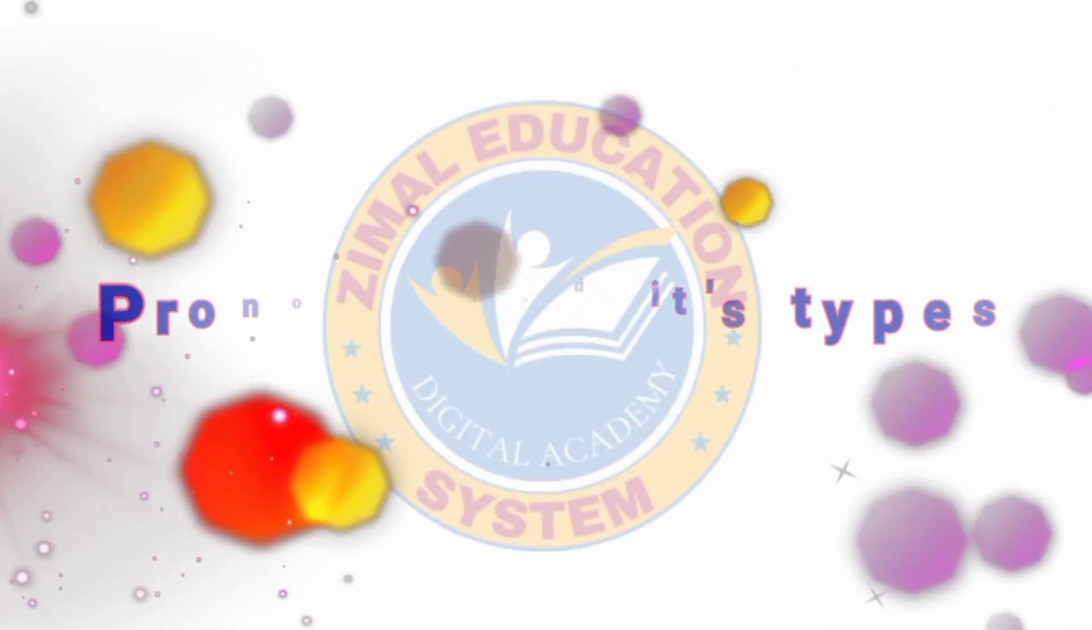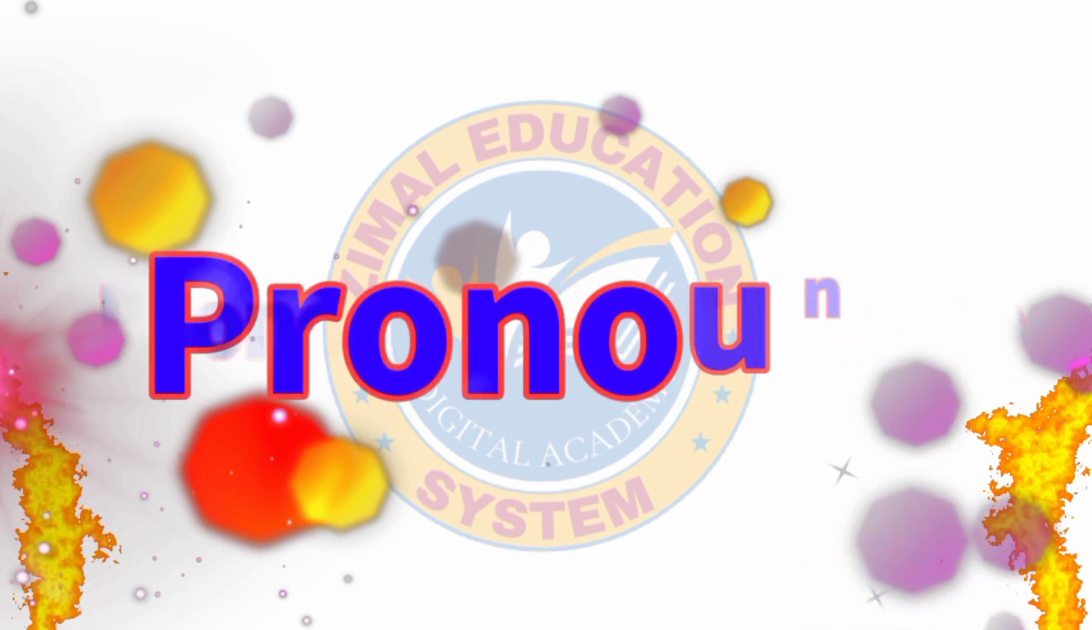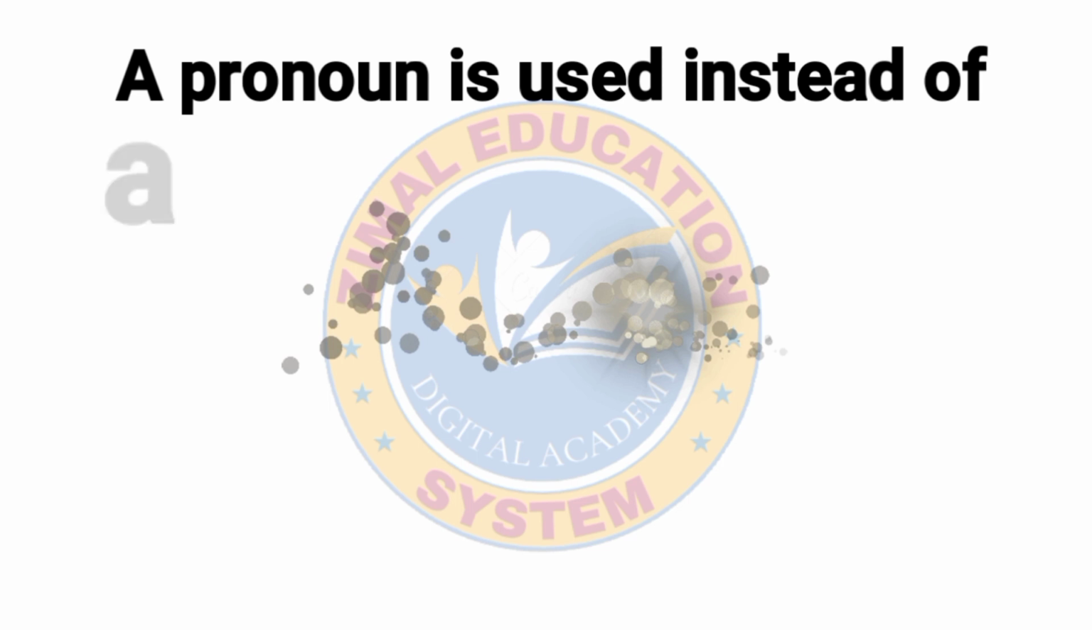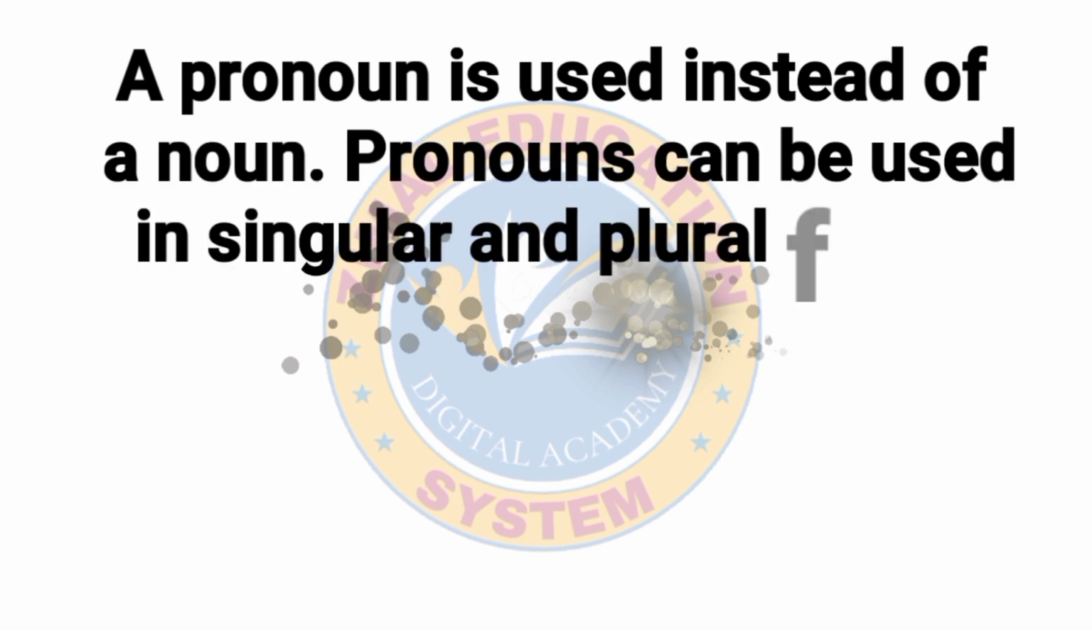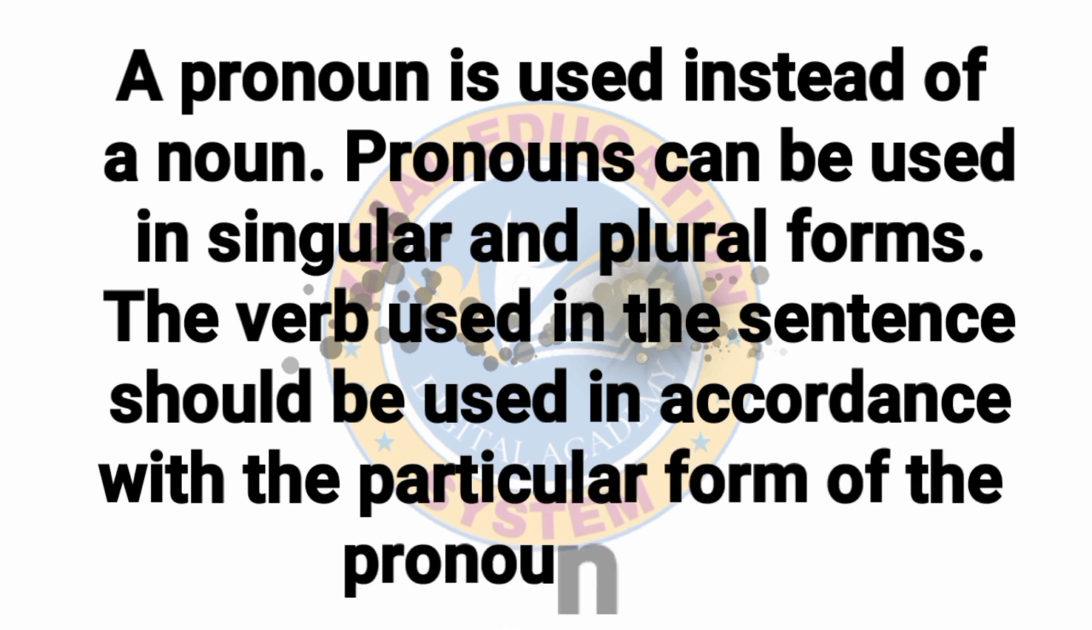In this video we will discuss pronoun and its types. Pronoun. A pronoun is used instead of a noun. Pronouns can be used in singular and plural forms. The verb used in the sentence should be used in accordance with the particular form of the pronoun used.